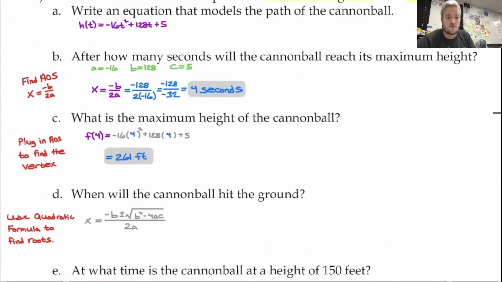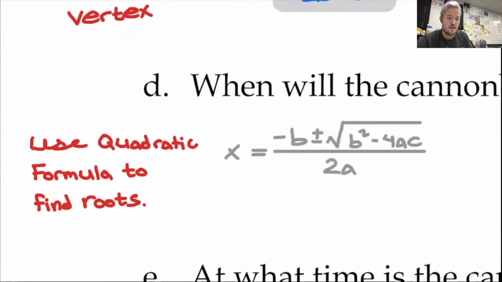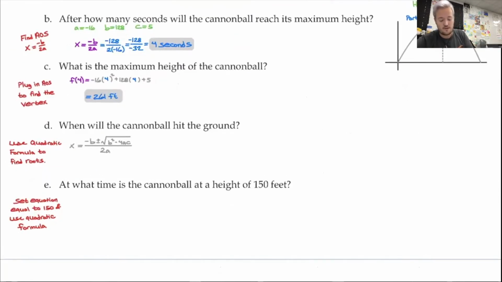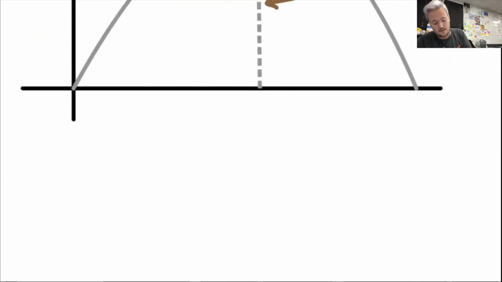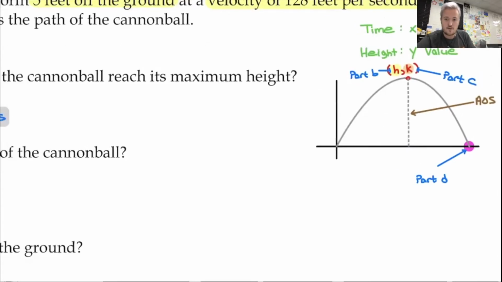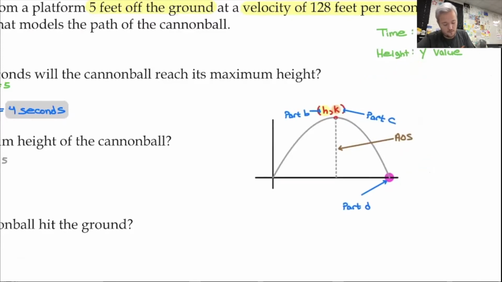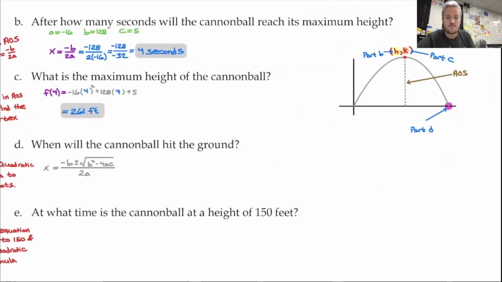All right, and for part D here, I want to find when will the cannonball hit the ground. So once again, I'm asking when. So that refers to time, which means I'm looking for an x value. So I want to find when it's going to hit the ground. So part D is wondering this part right here. I want to know what that x value is going to be. So I'm just doing this little drawing so you guys can always refer back to it if you need to, or just to kind of give you a visual idea of what we're looking for.